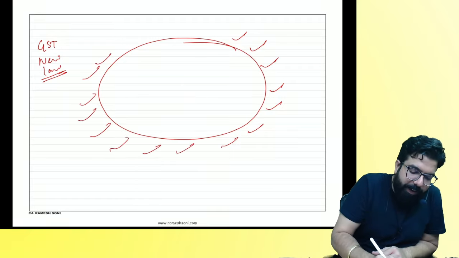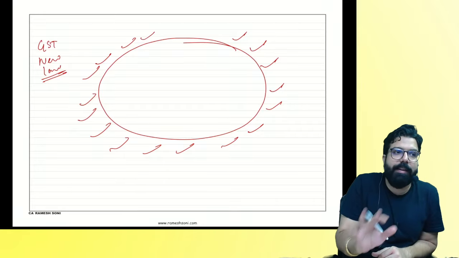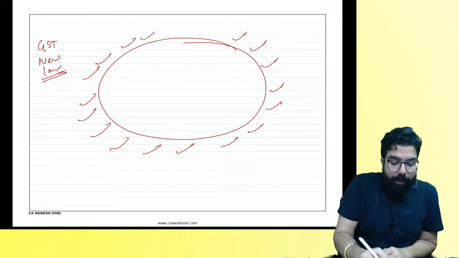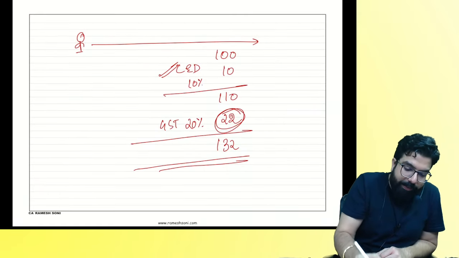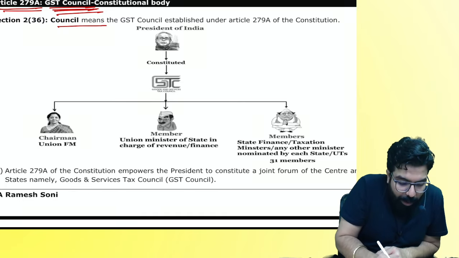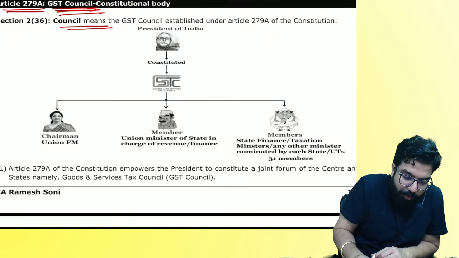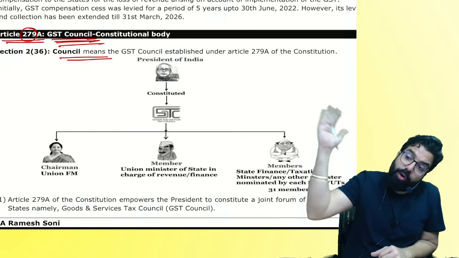The states' members, how many states are there? 31 states. So 31 states' 31 members will be there, plus two union members. Central government's how many members? Two. And hence they went ahead and said in the GST council, we will have a council, the GST council, which is formed under article number 279A of the Constitution of India.